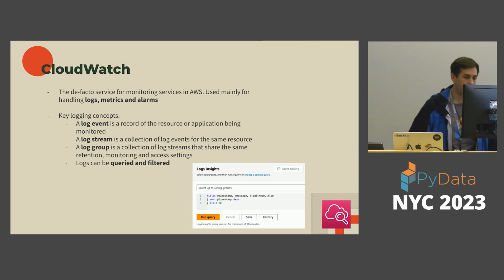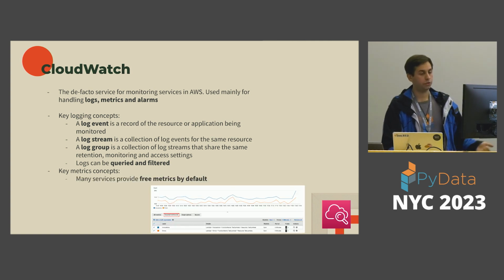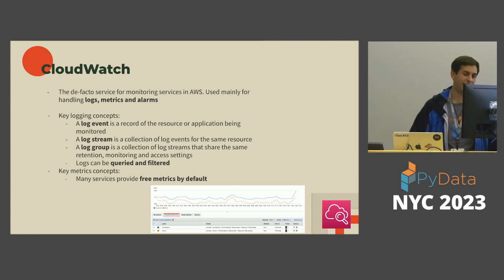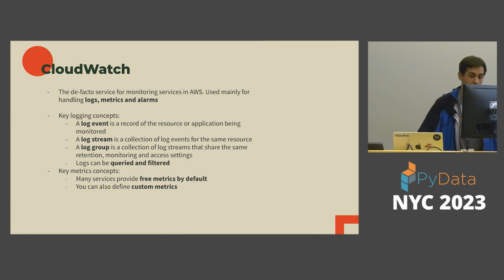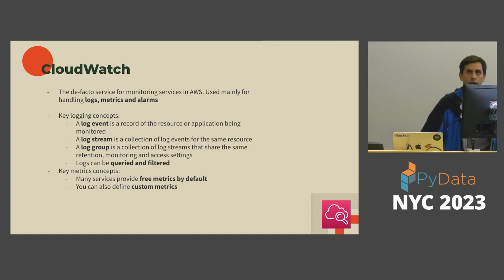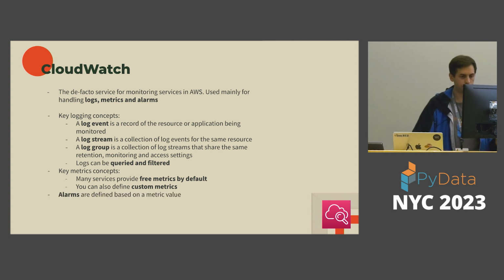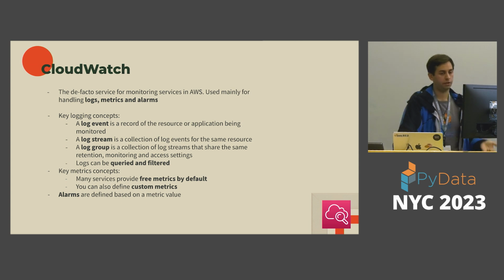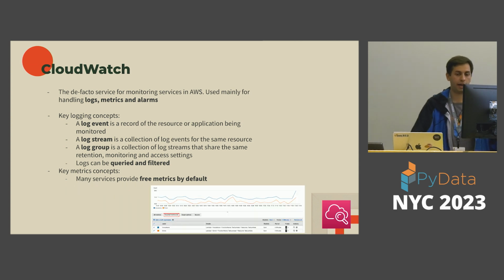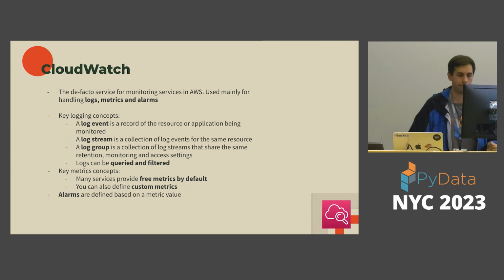One cool thing is that logs can be queried and filtered using Logs Insights inside of CloudWatch. And then some metrics concepts: you have many services that provide free metrics by default. Like for instance, in Lambda, you get the number of invocations and the number of errors. You can also define your custom metrics. So for instance, I want to send the prediction a model gave me, and I send that metric to CloudWatch. And then you have alarms, which are defined based on metric values. So if I go back, I can just calculate the ratio of errors over invocations and trigger an alarm if that goes over, like, 5%.